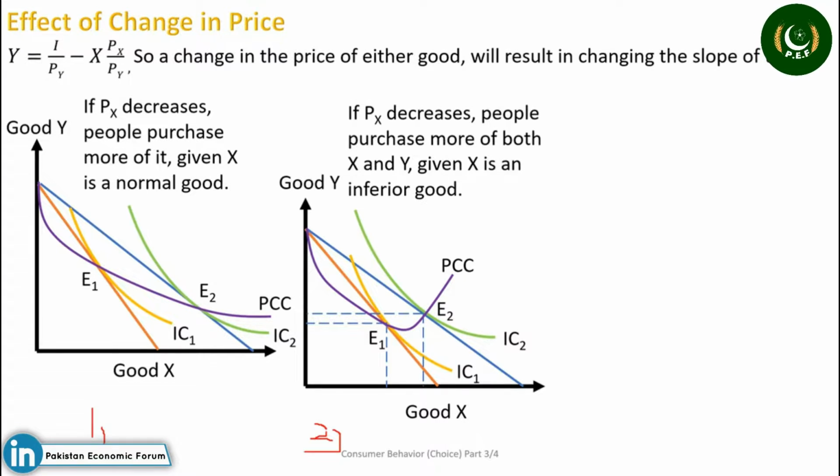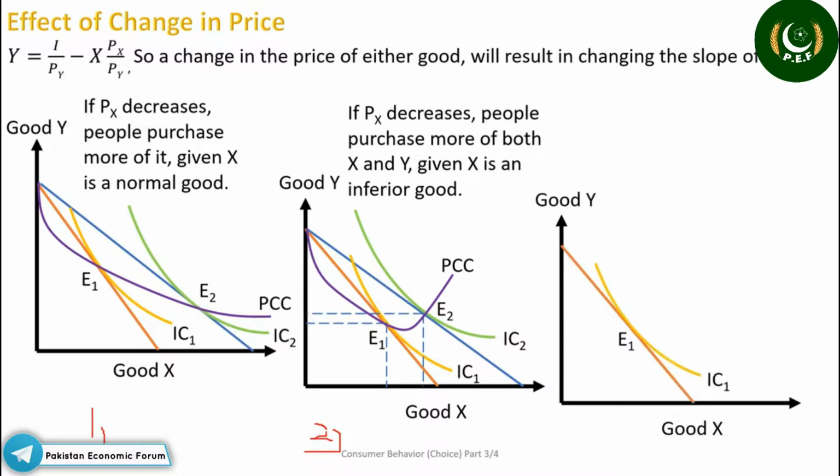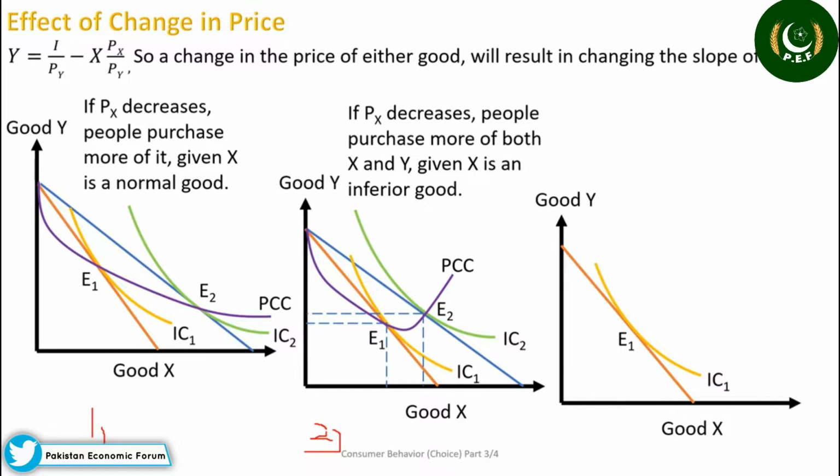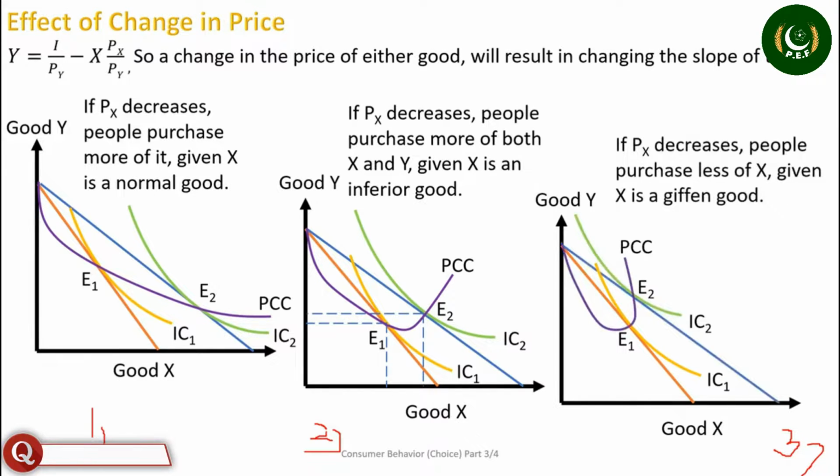Now the third case of Giffen good. Students, for the Giffen goods, in fact, with an increase in the price, their quantity demanded increases, and with a decrease in the price, their quantity demanded also decreases. This is shown in the third diagram, where the consumer was initially at equilibrium at point E1. However, because of decrease in the price of X, which is a Giffen good, consumer shifted to higher indifference curve IC2. Equilibrium point is E2. However, the consumption of X decreased.